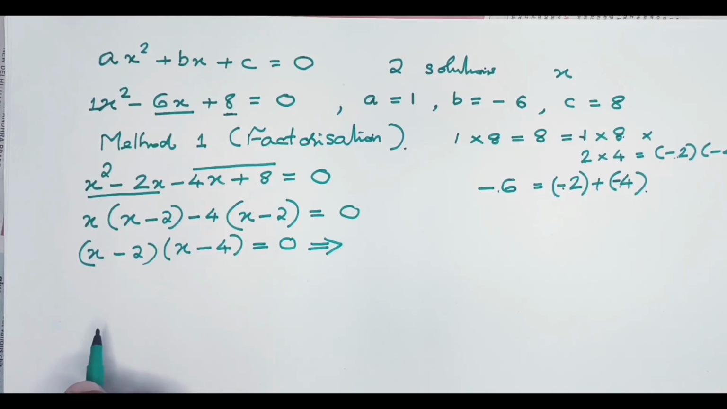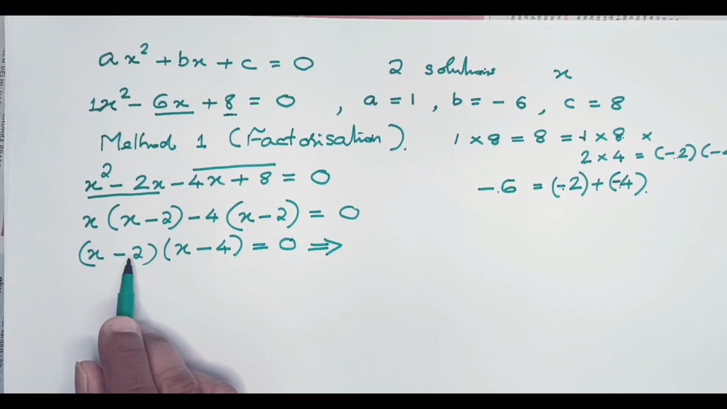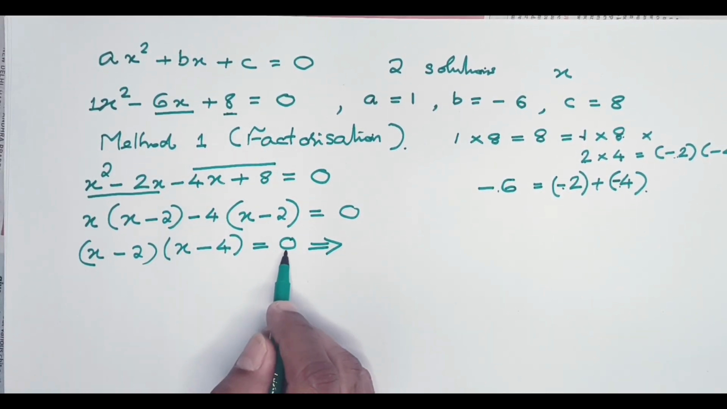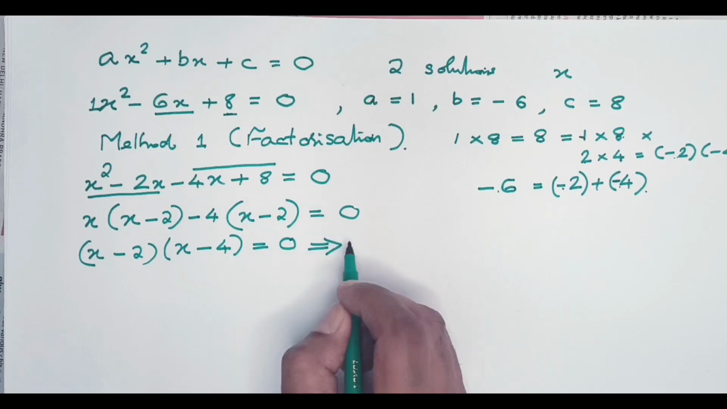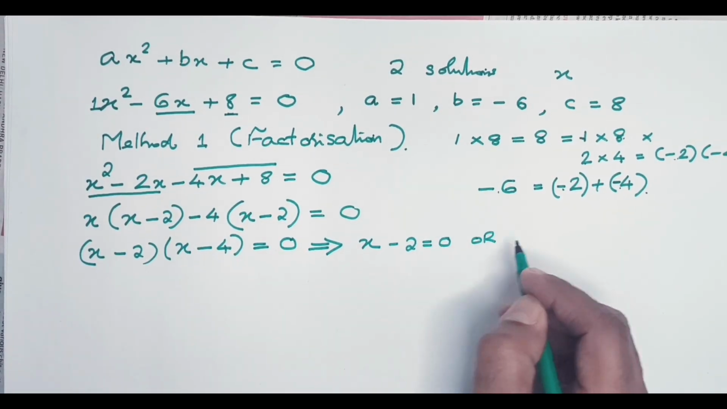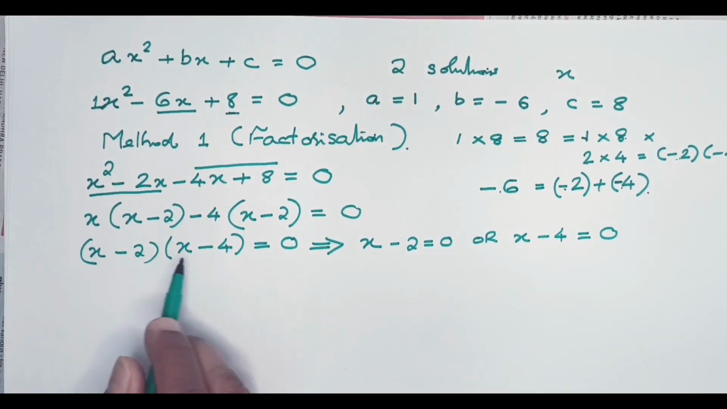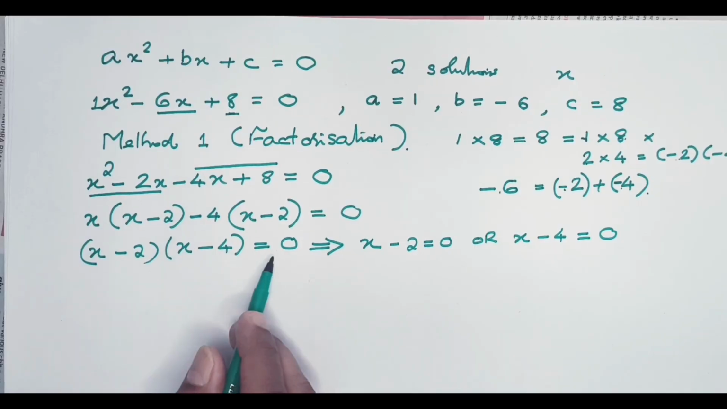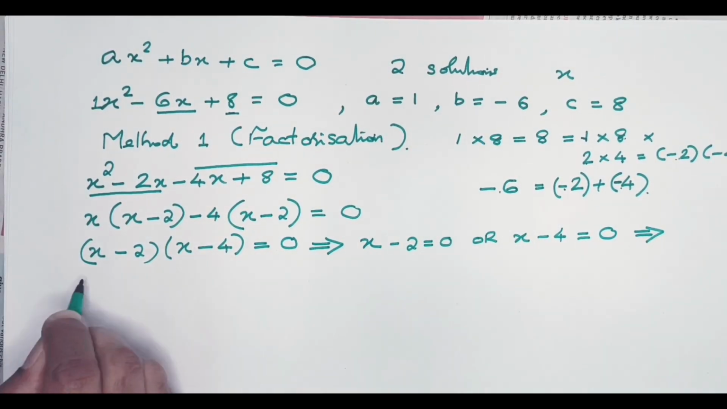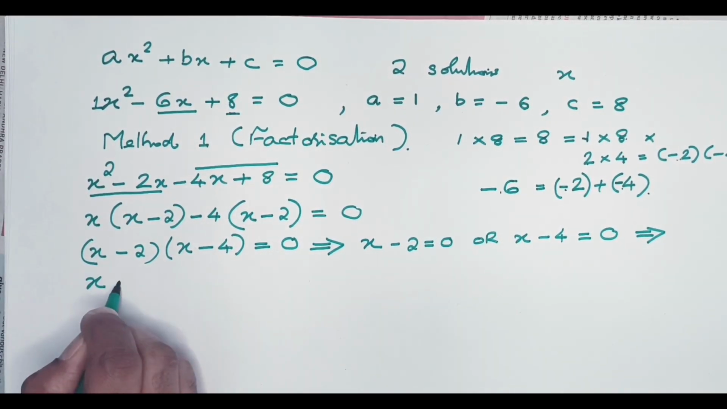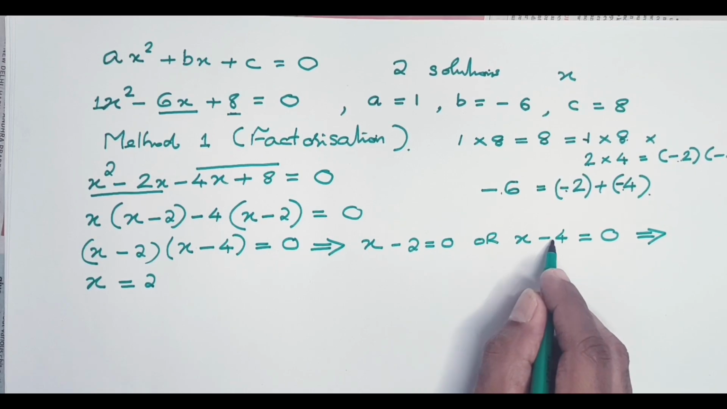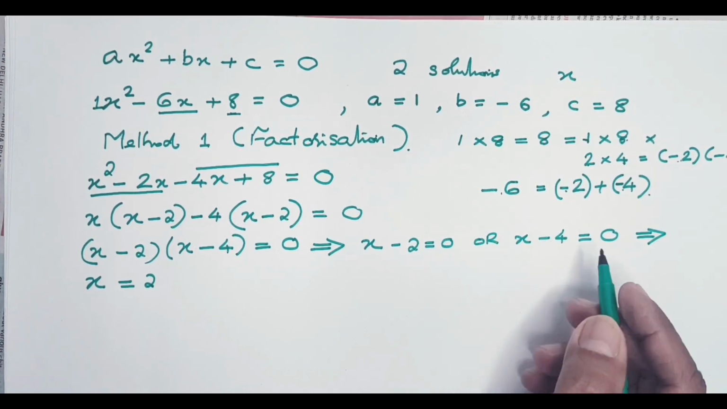This implies what? You have a product of two algebraic expressions equaling 0, which means either the first one is 0 or the second one is 0. That is the meaning of this product being equal to 0. This means taking 2 to the right side, you get x equal to 2. Here, taking 4 to the right side, you get x equals 4.